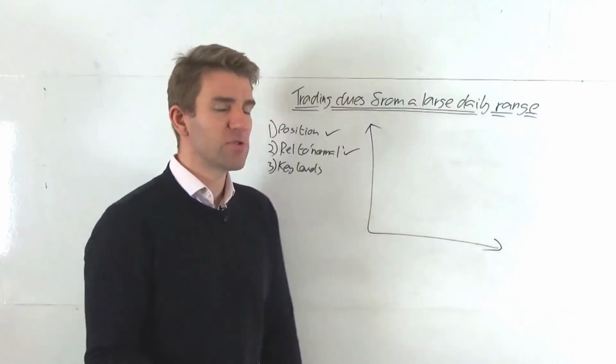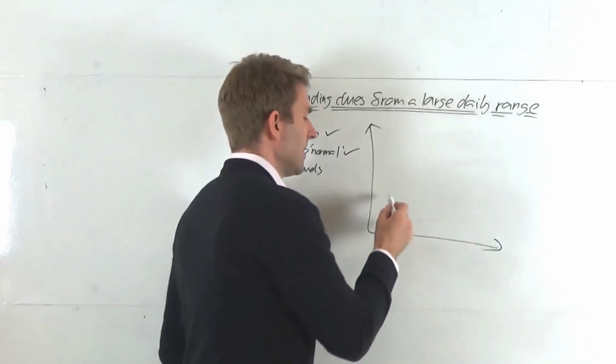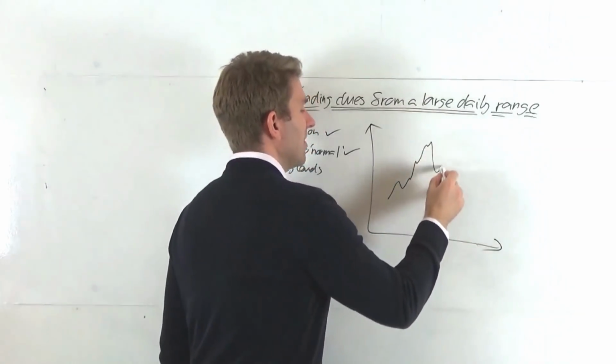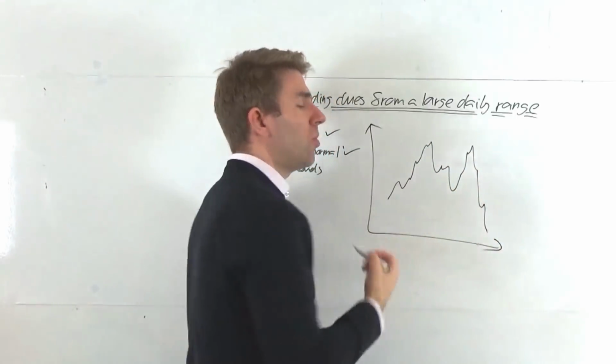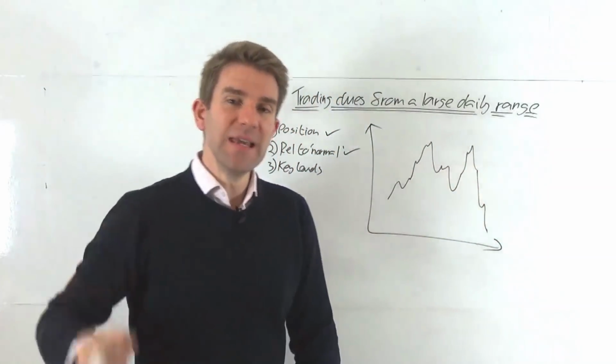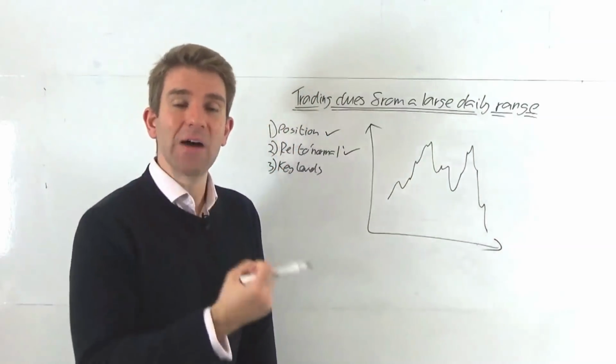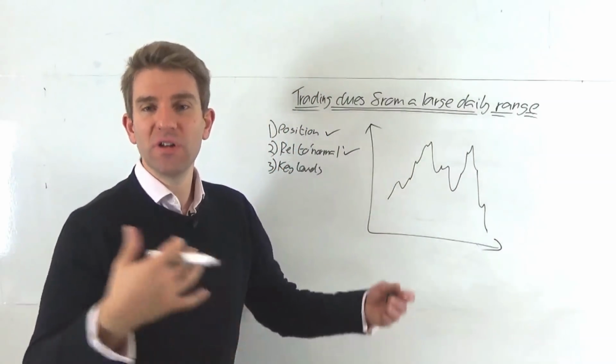Number 3 is key levels. So how has the price responded to key levels? So let's say we've had big ranges. This is a big range, lots of market. What's been a key level? Because key levels during big ranges have more weight than key levels during nothing ranges.